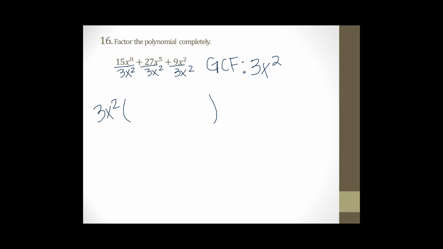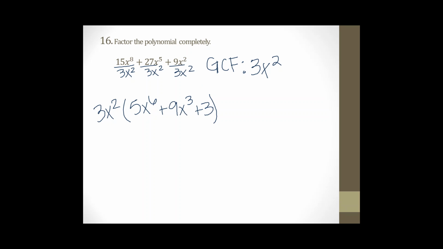So 15x to the 8th divided by 3x squared would be 5x to the 6th. 27x to the 5th divided by 3x squared would be 9x to the 3rd. And then 9x squared divided by 3x squared would just be 3. So this is our final answer here. Okay.